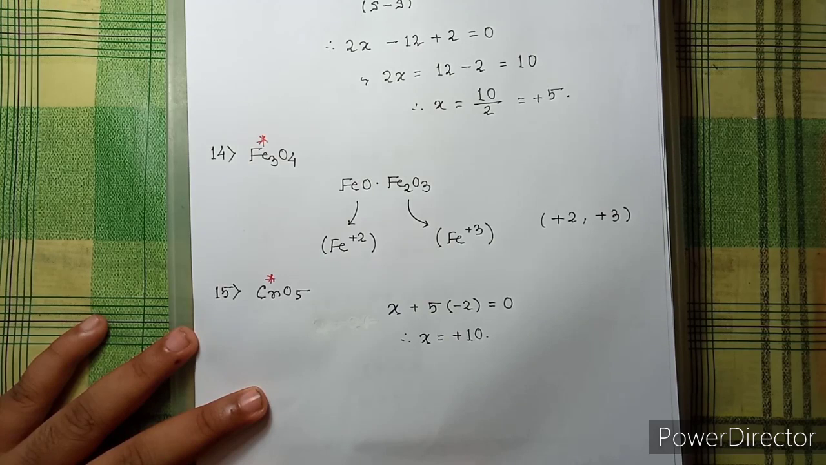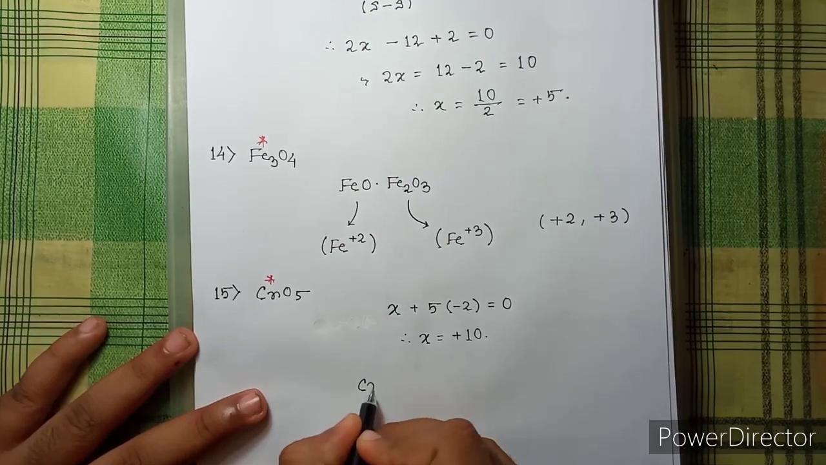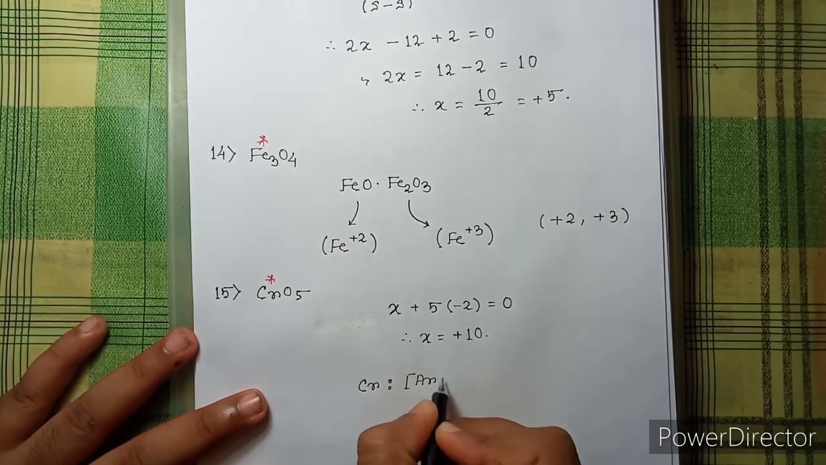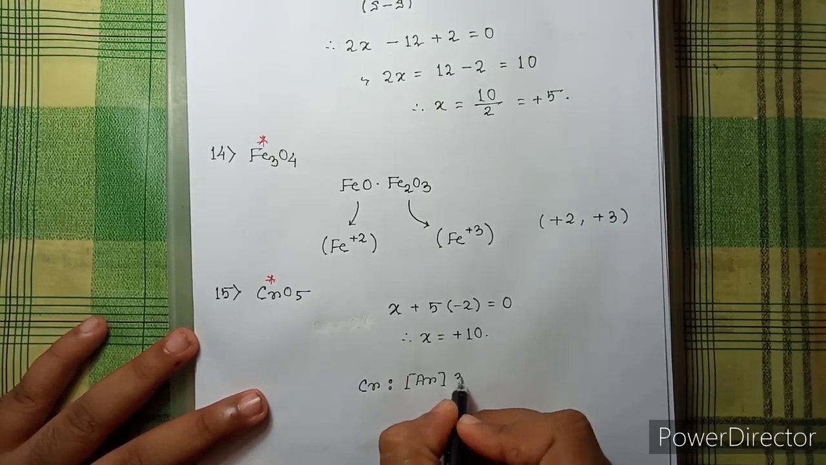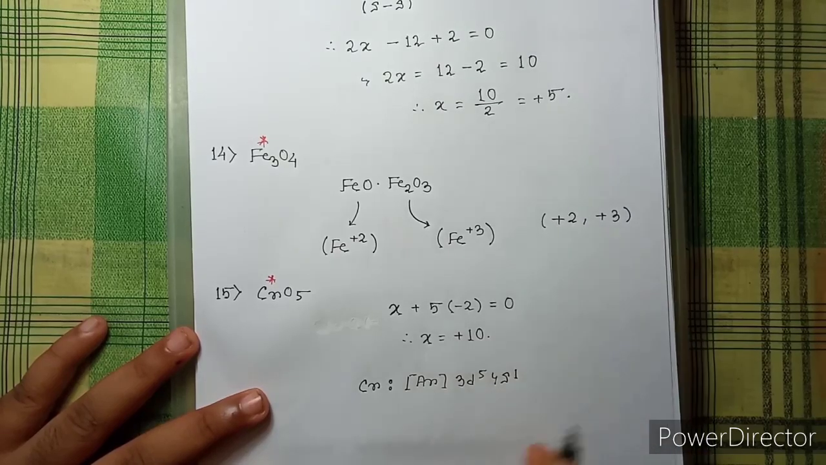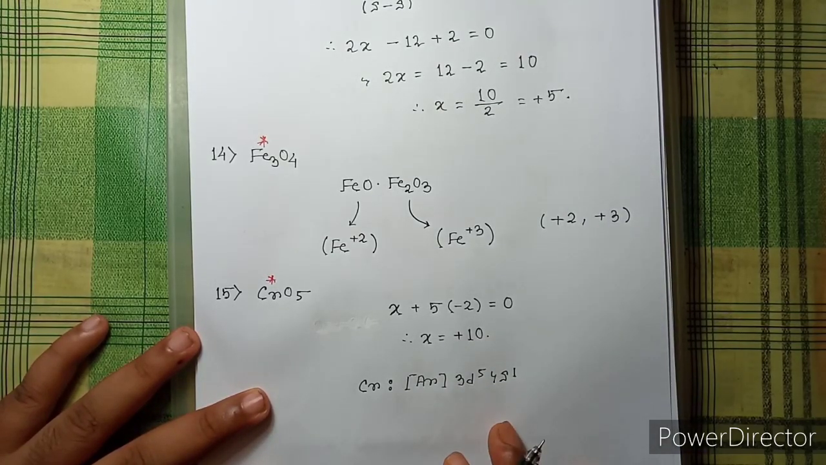However, the oxidation number of chromium can never exceed 6 because the total number of electrons in its 3d and 4s orbitals is 6, as the electronic configuration of chromium is argon 3d5 4s1. So from this electronic configuration we can easily say that the oxidation number of chromium can never exceed 6.